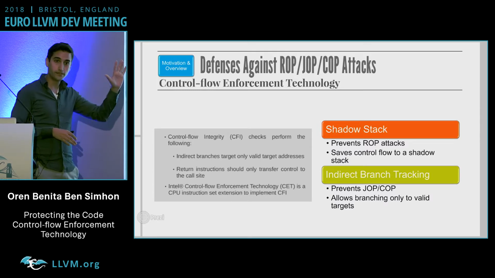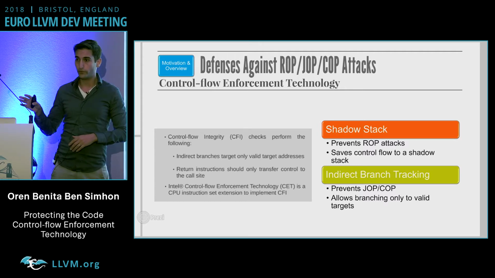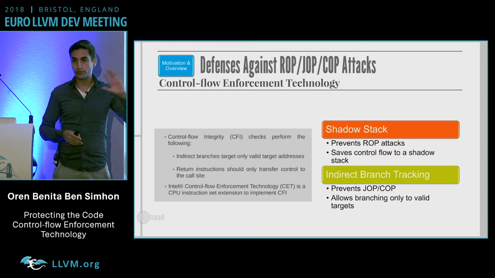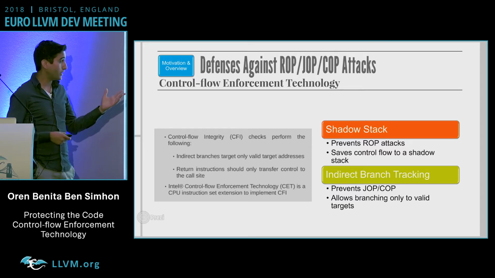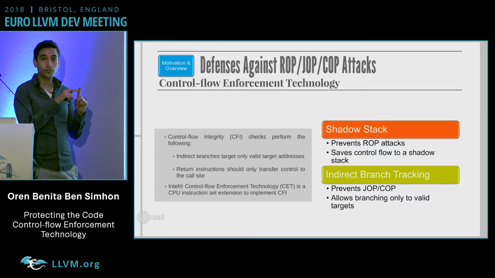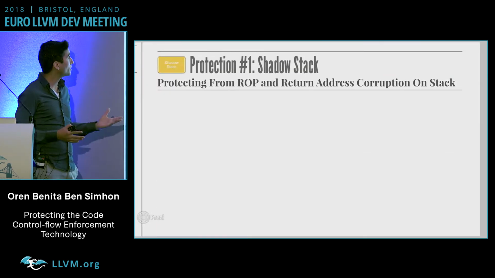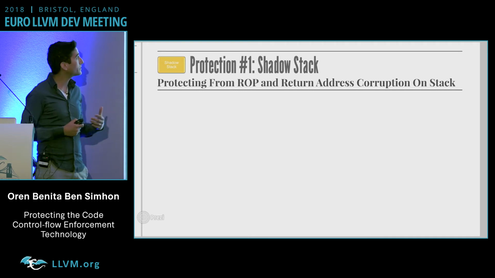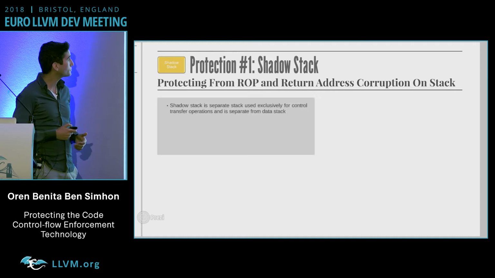This is how it does it. We have the data stack, and we have the shadow stack. The shadow stack saves only the control flow, only the return addresses, while all the rest is still in the data stack. Indirect branch tracking tries to prevent JOP and COP attacks. It allows branching only to valid addresses. So let's talk about protection number one, Shadowstack. It tries to protect from ROP, and it also eliminates the case of return address corruption on the stack.